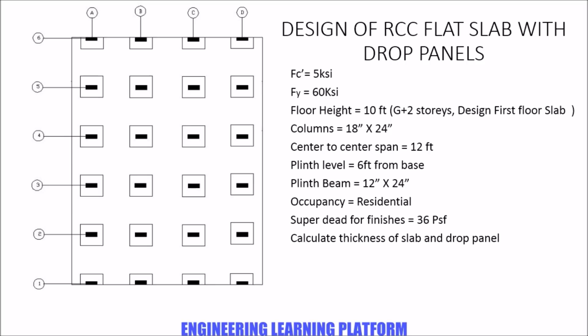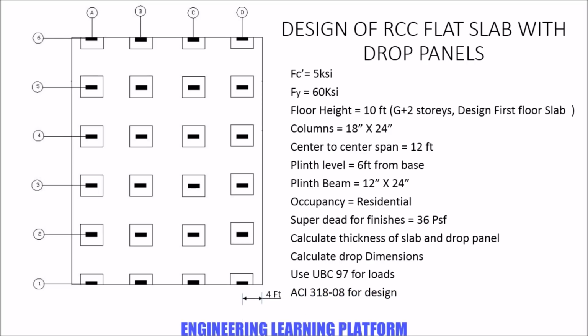We have to calculate the thickness of the slab and drop panels. Also, we have to calculate the drop dimensions and its steel. We have to use UBC 97 for the loads and ACI code for design. The cantilever part of the slab is 4 feet as shown.